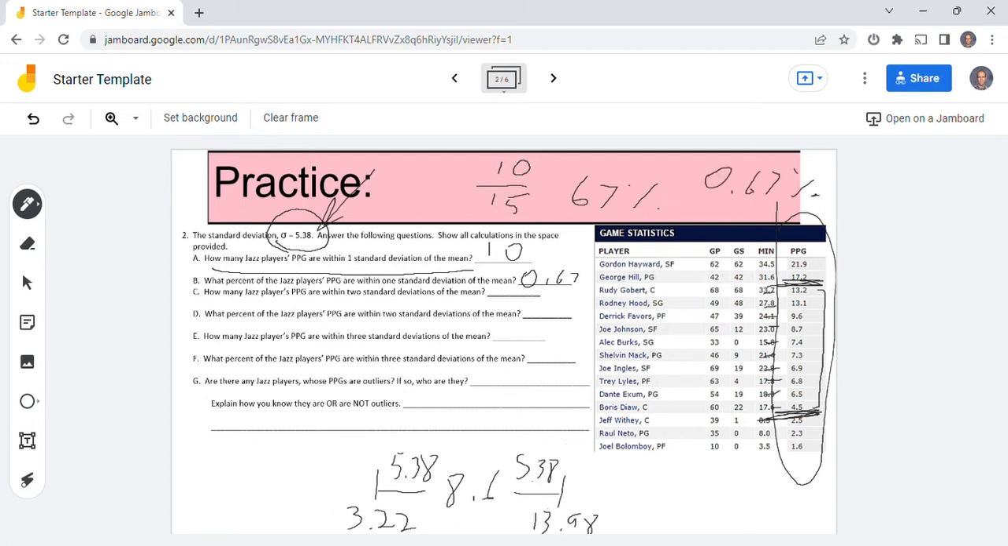That would be incorrect. So either write it as 0.67 or 67%. Either one of those would be acceptable. All right, moving on to the next question.